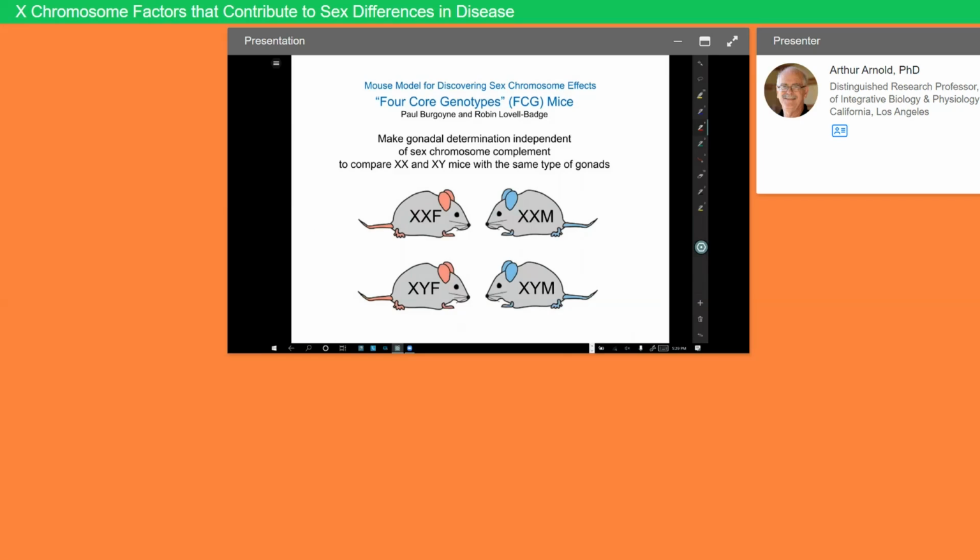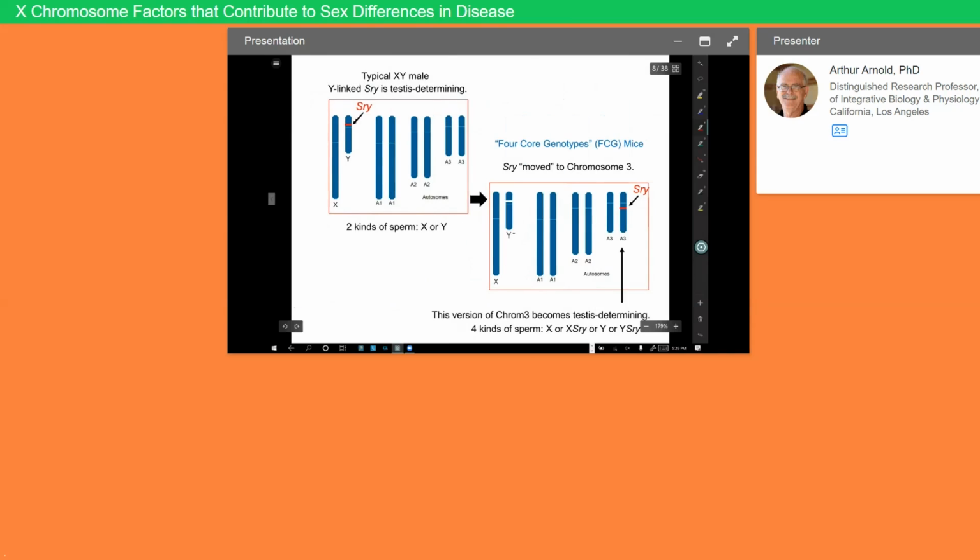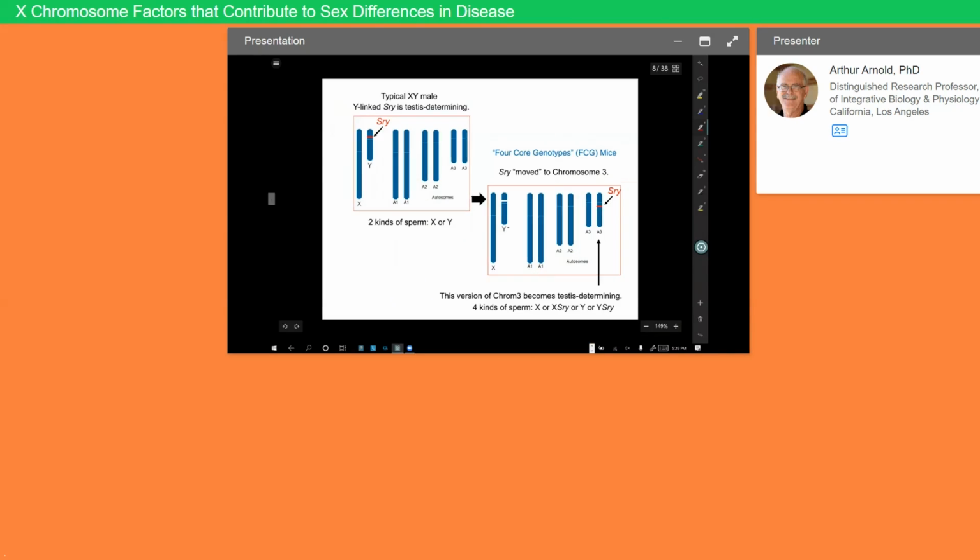The model that we begin with for studying sex chromosome effects is called the four core genotypes model, developed by Paul Burgoyne and Robin Lovell-Badge at the National Institute for Medical Research in London. And this model is particularly good because you can compare XX and XY mice that have the same kind of gonad, as we see in the next couple of slides.